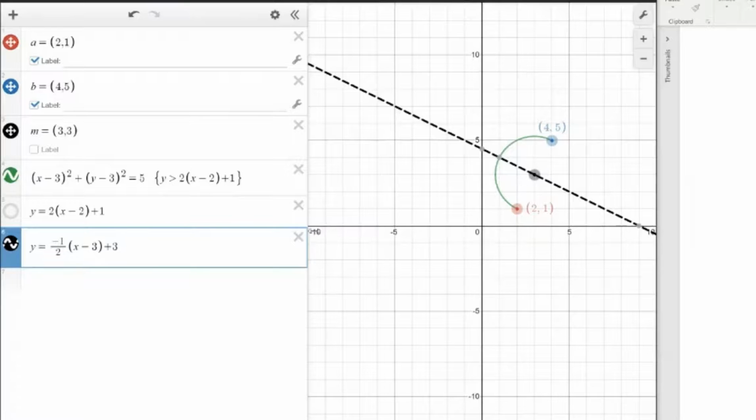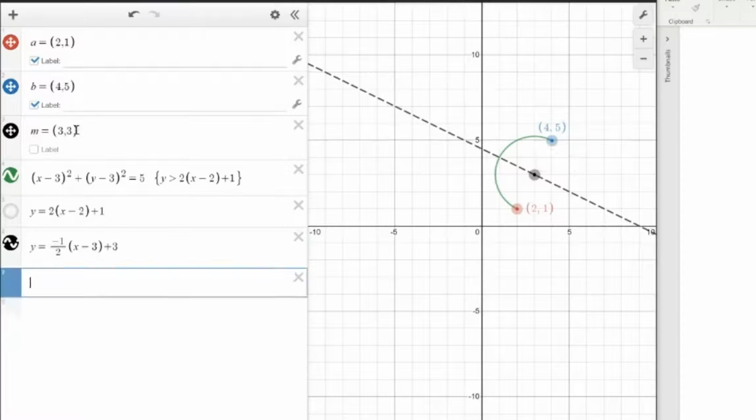Okay. So it goes through the midpoint, and the gradient is the negative inverse, or negative reciprocal, which is the inverse. So now I have the equation of this line. What I really want is this black point here to be anywhere on this line. So rather than just start at 3, 3, I want my point, we'll call it P for my center.